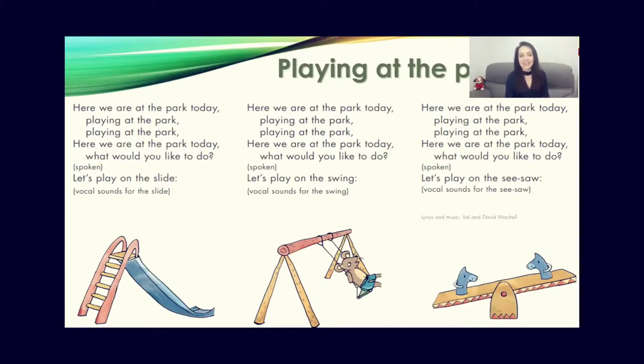That's right, it's in the left corner. What about a mouse on a swing? That's right. It's in the middle of the picture. What about a seesaw? Can you see a seesaw? Very good. It's on the right of the page.